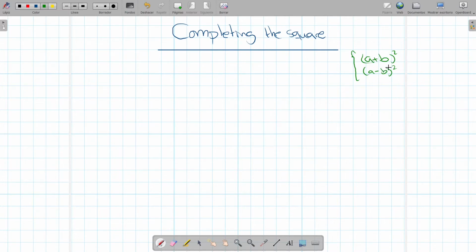These expressions are very useful. I recommend you to learn them by heart. They save time in exams. They avoid mistakes, and they help you to factorize, to solve equations, to do a lot of things. And one of them is completing the square.